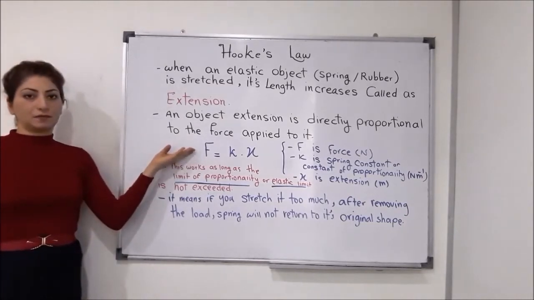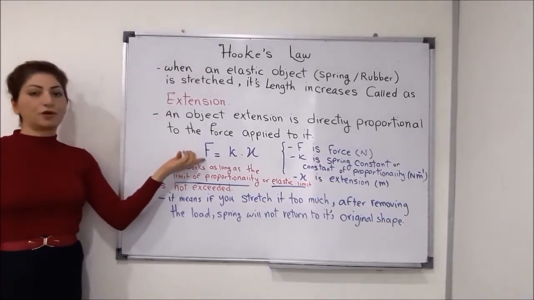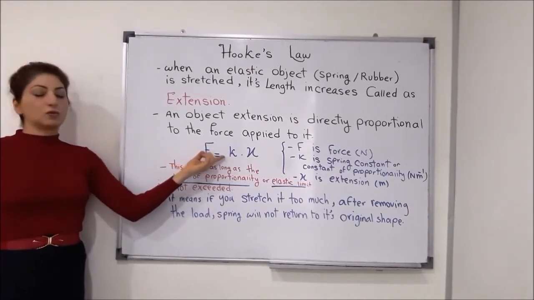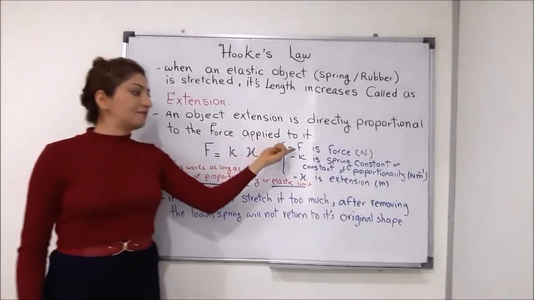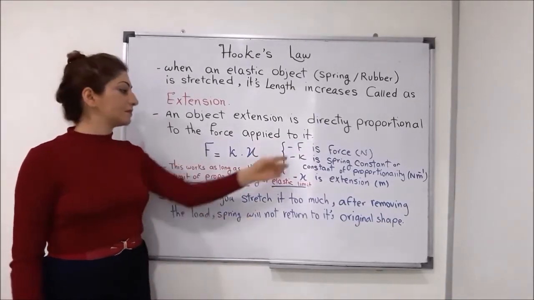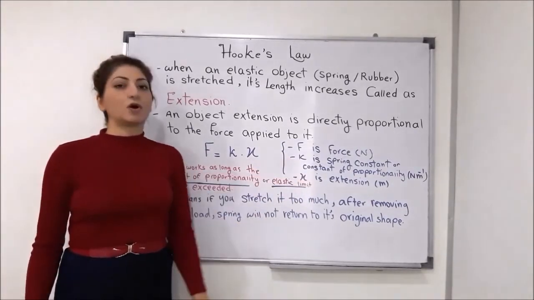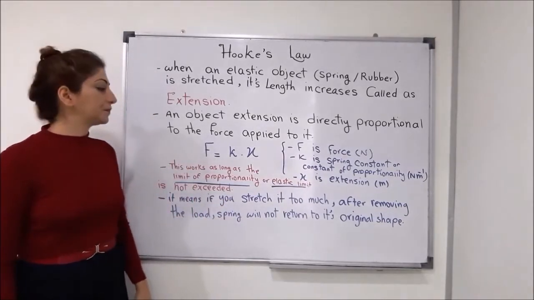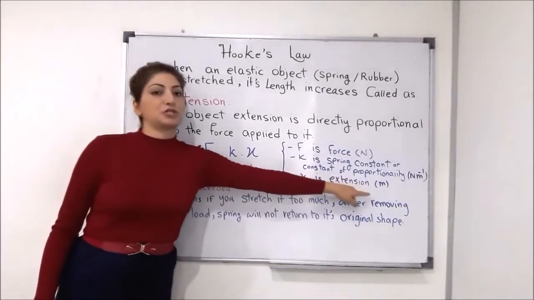There is a formula, which we call the formula of Hooke's law. Force equals K times X, or F equals kx, where F is the force applied, which is measured in newtons. K is the spring constant, or the constant of proportionality, which is measured in newtons per meter. X is the extension of the spring, which is measured in meters.